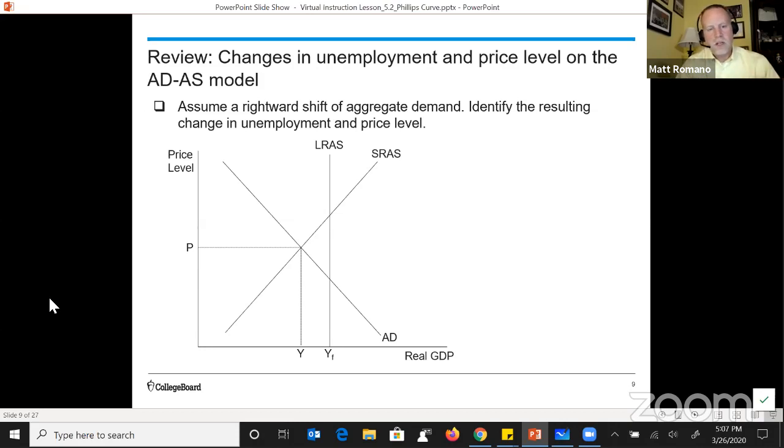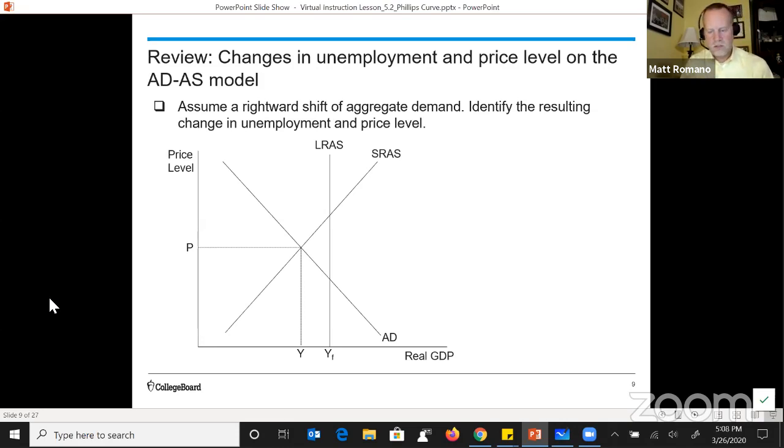What we're really interested in is when there are changes on the ADAS model, what happens to unemployment and price level, and how can we compare the two? How are they relative to one another? So let's talk aggregate demand first. When there are shifts to aggregate demand, what are the resulting changes in unemployment and price level?